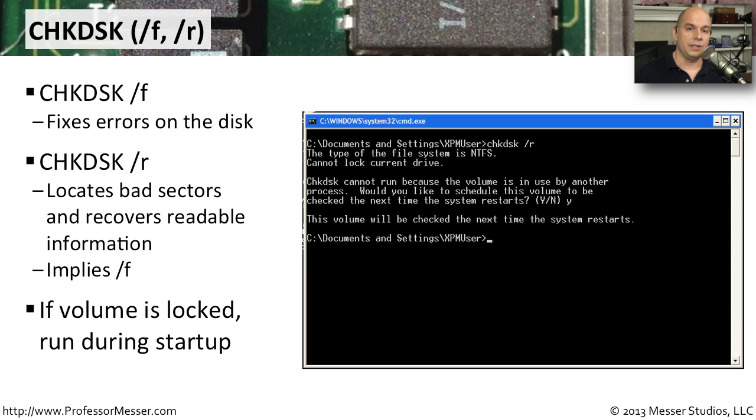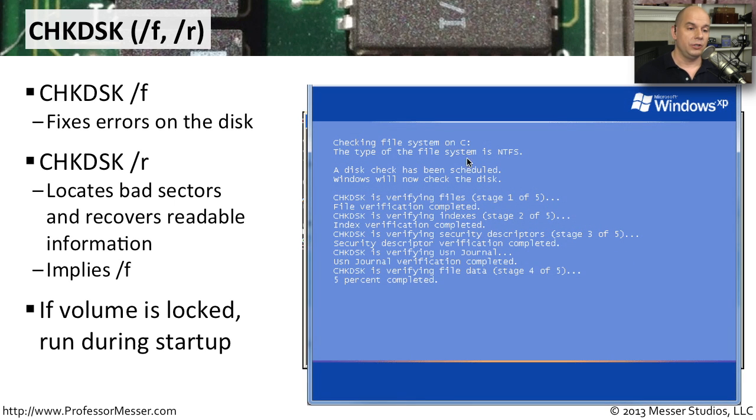You might run into a scenario where you're running a checkdisk on a volume that you're currently using, and it may say that checkdisk can't run because the volume is in use by another process. Would you like to schedule this to be checked the next time the system starts? And if you select yes to that, when you restart your system, checkdisk will begin and go through the process of performing all of the normal checks before your Windows desktop even begins. That way you can check the entire drive before the operating system even gets running.